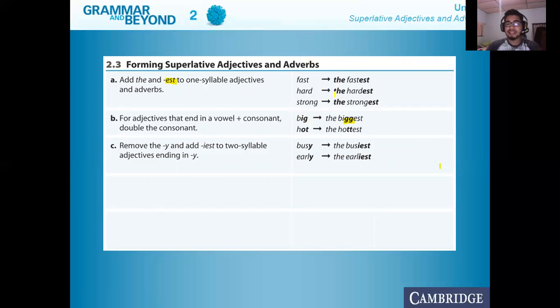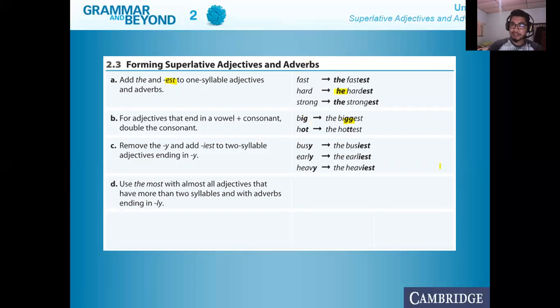Notice that all the adjectives and adverbs are using the particle "the" at the beginning. It is important to always use it and to always keep it there. If not, we cannot use superlatives correctly. Heavy will become the heaviest. We use "the most" with almost all adjectives that have more than 2 syllables and with adverbs ending in -ly. So remember, in this case, it is important to remember this key detail.